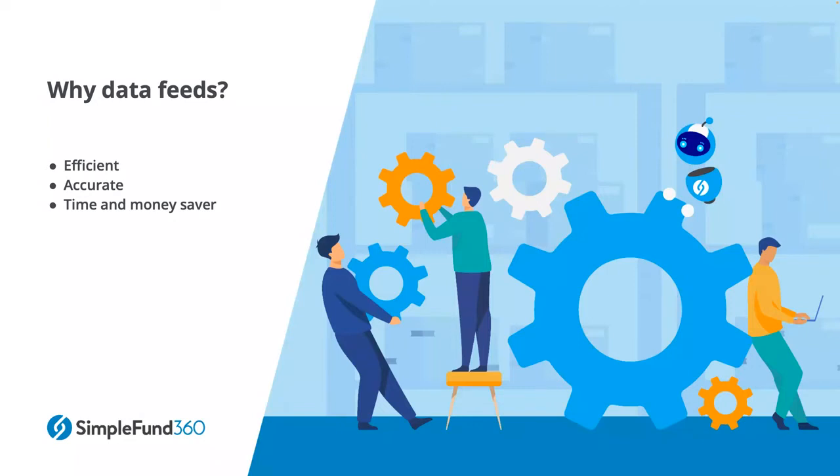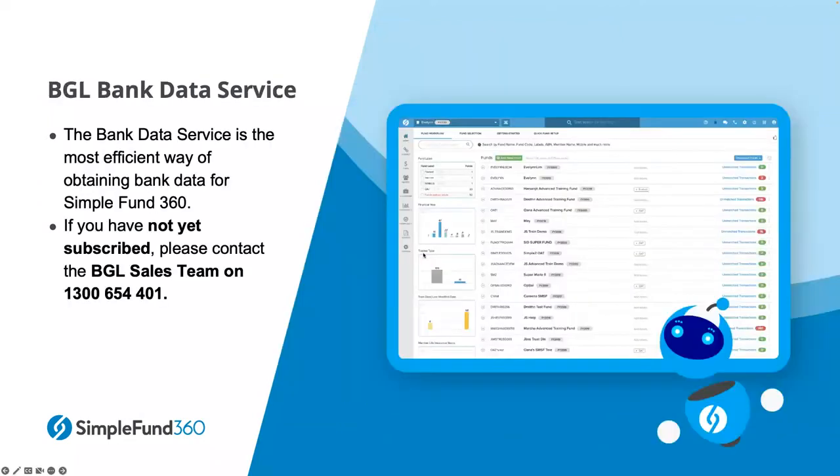So the first one we're going to talk about today is the BGL Bank Data Service. Now, we're going to start with this one because it is the most efficient way of obtaining bank data in Simple Fund 360. What it does essentially is, let's say the fund makes a transaction to the bank account. Instead of, again, you waiting for statements or your clients to let you know that that's happened, that information is going to be imported into your funds overnight.